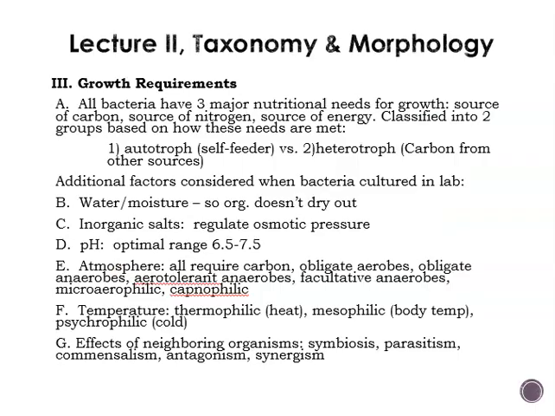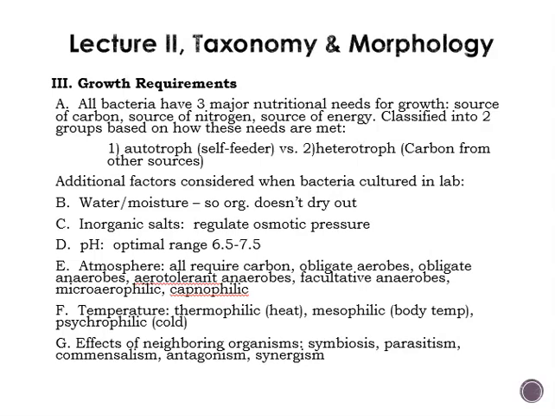In this last little section of the Unit 1 Part 2 video, we're going to talk a little bit about bacterial growth and nutrition. So all bacteria have 3 major nutritional needs for growth. They have to have a source of carbon, they have to have a source of nitrogen, and they have to have a source of energy. So based on how these needs are met, bacteria are classified into 2 different groups.